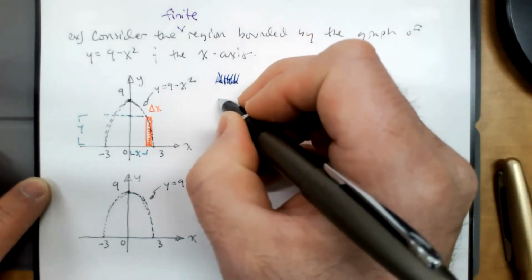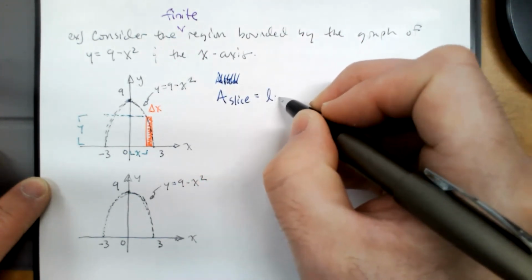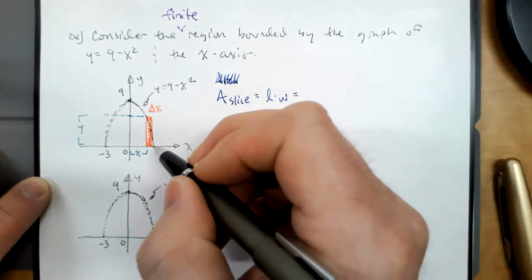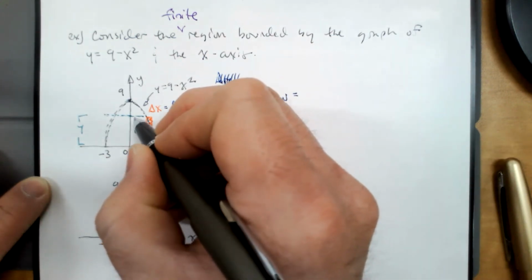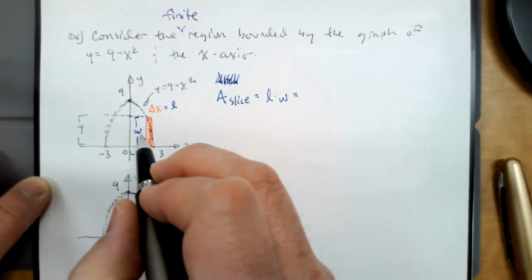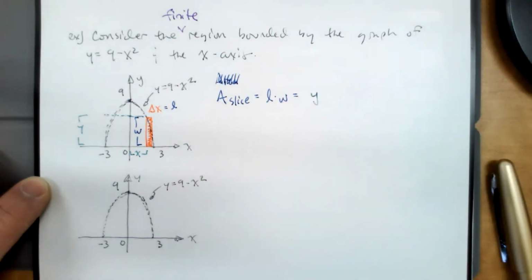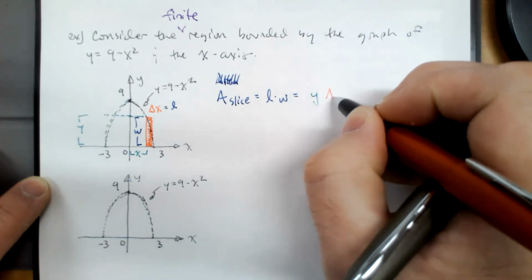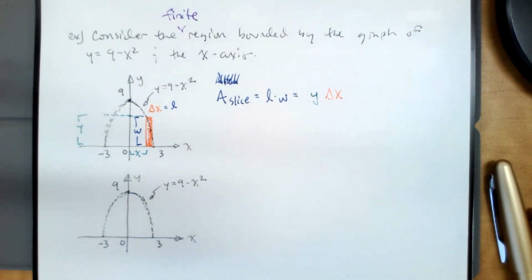I wrote A weird and then it threw me off. The area of the slice is still a rectangle, so it's still length times width. I'm going to say that the length is the delta x like I did before, and the width is going to be the height. So we can see the width can be replaced with y and the length with delta x. And then just like before, I can replace y with 9 minus x squared.